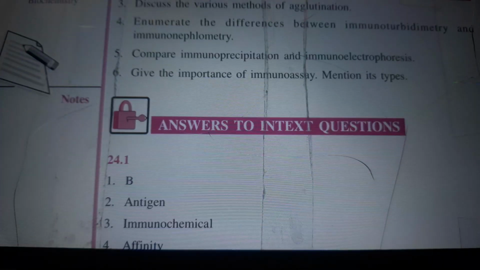Terminal questions. Give an account of characteristics of immunochemical techniques. What are the different methods of analysis? Please post them in the comment section. We will get back to you. Other questions are: discuss the various methods of agglutination and enumerate the differences between electroturbidimetry, immunoturbidimetry, immunonephelometry. Compare immunoprecipitation and immunoelectrophoresis. Give the importance of immunoassay. Mention its types. Answers to in-text questions are here. Okay, that's it about that chapter.